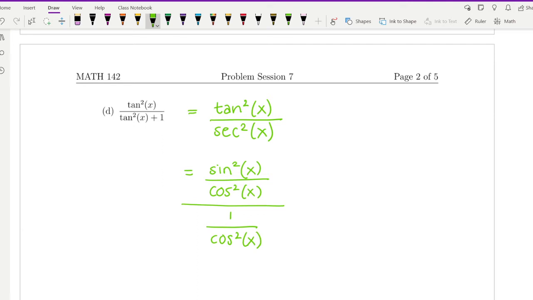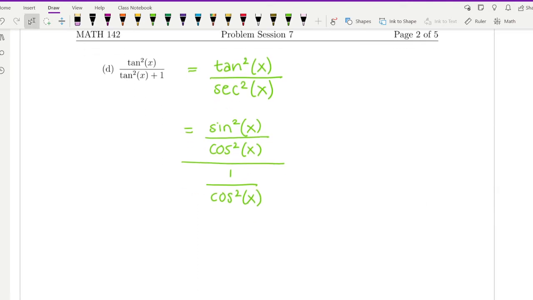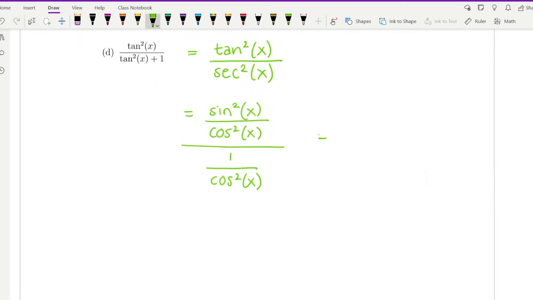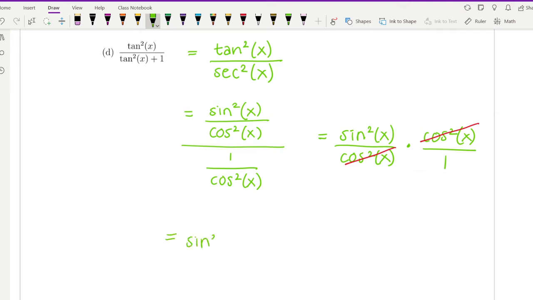So now this goes back to that idea we talked about earlier about how dividing by a fraction is the same as multiplying by its reciprocal. So we can rewrite this as sine squared of x over cosine squared of x, leaving the numerator the same, but then instead of dividing by 1 over cosine squared of x, that's the same thing as multiplying by cosine squared of x over 1. And so if we do this multiplication, the cosine squareds will cancel out, and we're left with sine squared of x over 1, which is just sine squared of x.